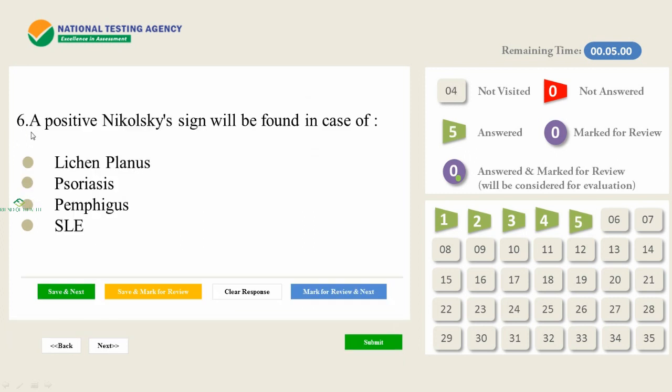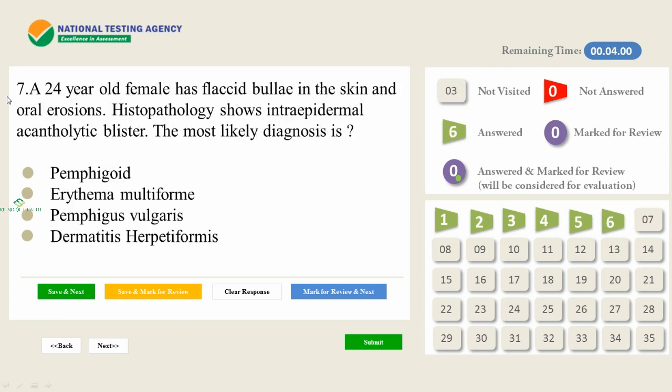Now the sixth question. A positive Nikolsky sign will be found in case of lichen planus, psoriasis, pemphigus, SLE. Question number 7. A 24-year-old female has flaccid bullae in the skin and oral lesions. Histopathology shows intraepidermal acantholytic blister. The most likely diagnosis is pemphigoid, erythema multiforme, pemphigus vulgaris, dermatitis herpetiformis.